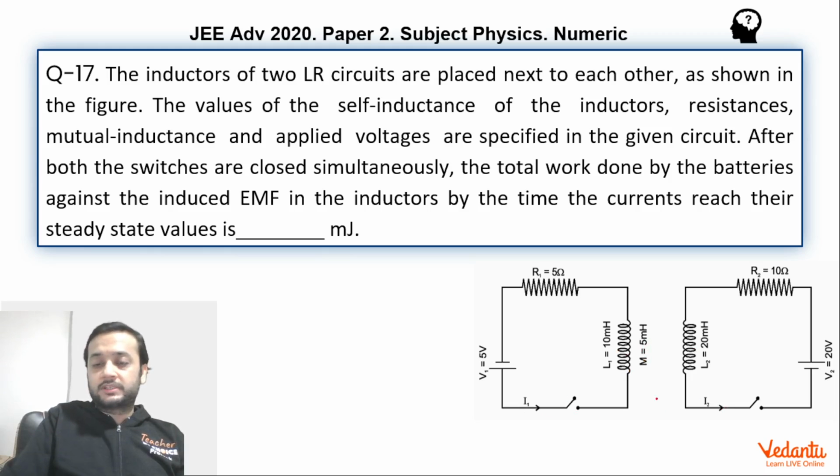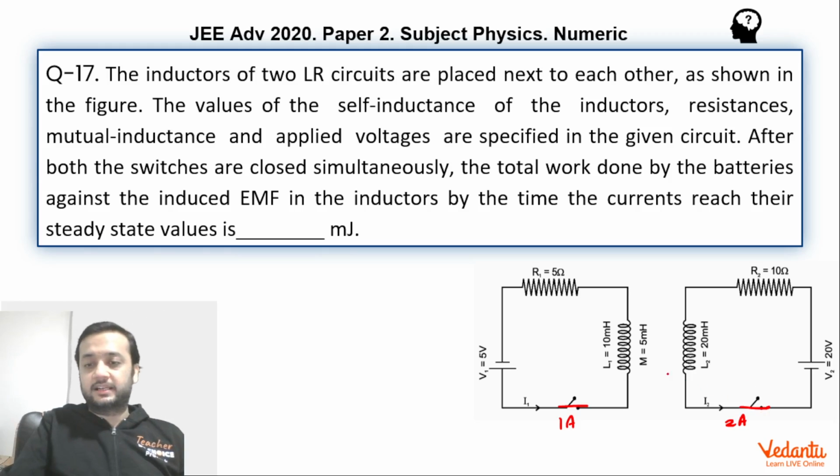Now when we close both the circuits, we have to find the work done by both the cells against the EMF of the inductors. So basically we have to find the energy stored in the inductor. That essentially will be the work done by the cells against the EMF of the inductors. Now when we close the circuit, it is easy to see that finally the steady state current in the first circuit will be 5 upon 5, which is 1 ampere, and in the second circuit it will be 20 upon 10, which is 2 amperes. This will be the steady state current.